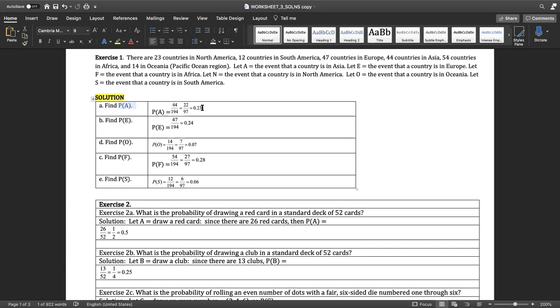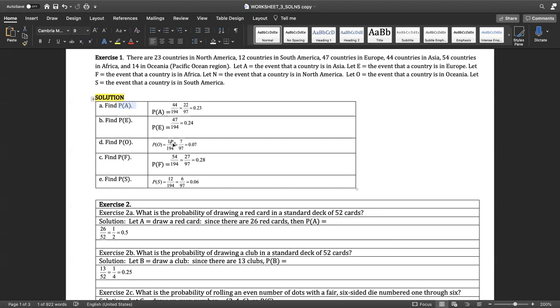And it would be nice if you simplified it, that is, find what the common factors are and cancel those out in top and bottom. If you did that, you'd get 22 over 97. So any one of these 3 expressions that you see up here is a valid answer. You can leave it as a fraction, or you can reduce it as a fraction, or you can round it as a decimal, display it as a decimal, okay?